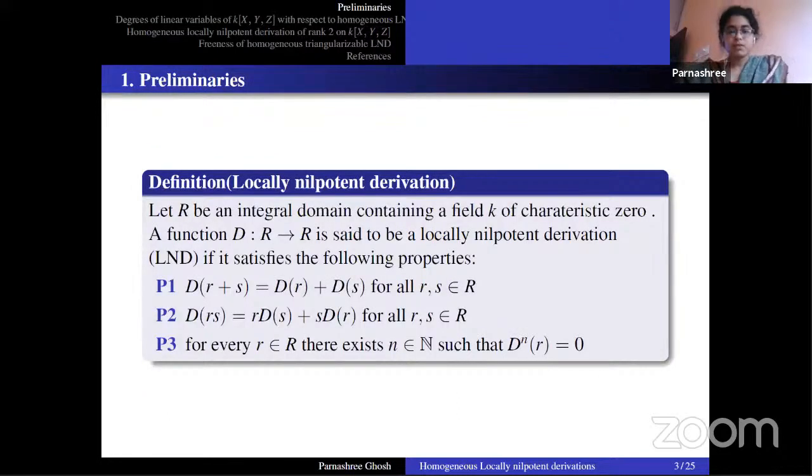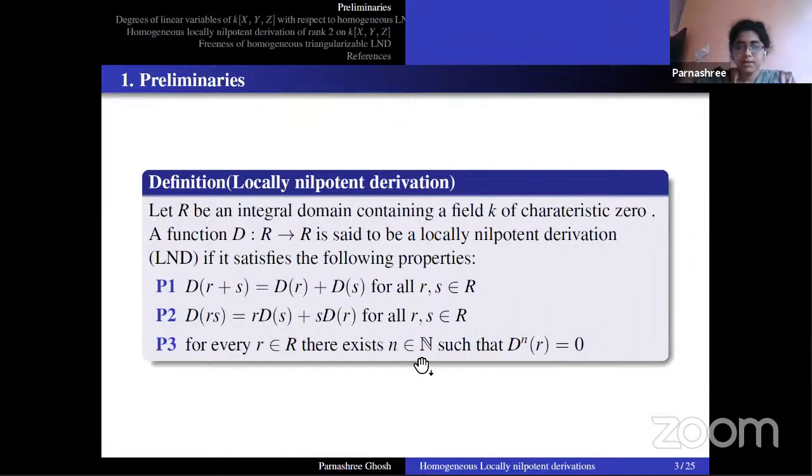So I am starting with the definition of a locally nilpotent derivation. Suppose R is an integral domain which contains a field of characteristic 0. Now, a function D from R to R is said to be locally nilpotent if it satisfies these three properties. The first one is the additive property. The second one is the product rule, or the Leibniz rule for derivations. And the third one says that for every small r in capital R, there exists a natural number n such that D^n(r) is 0.